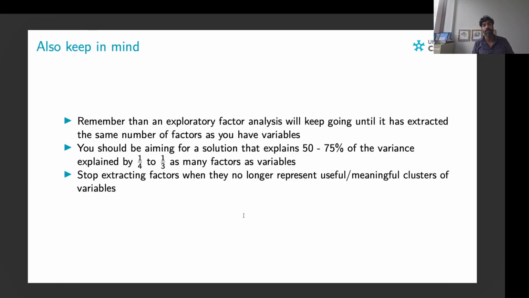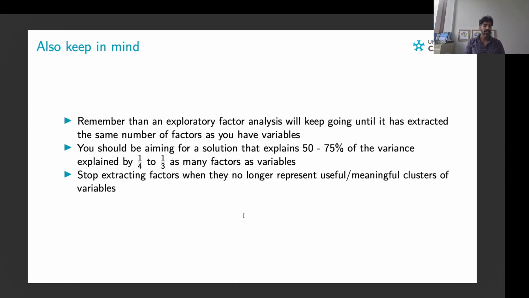So also keep in mind, remember that an exploratory factor analysis will keep going until it has extracted the same number of factors as you have variables. You should be aiming for a solution that explains 50 to 75% of the variance, explained by a quarter to a third as many factors as variables. These are just guiding principles or rules of thumb to give you a sense of how many you should be choosing. Ultimately, you want to stop extracting factors when they no longer represent useful or meaningful clusters of variables.